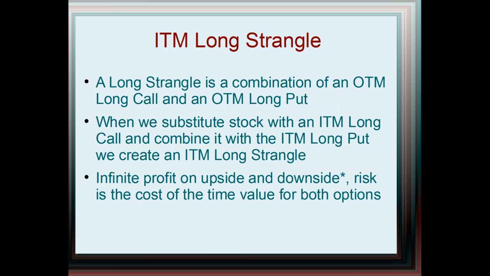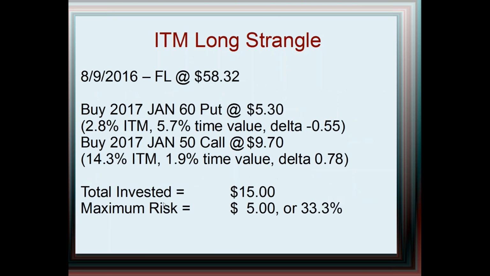I'm trying to stack the market odds in my favor and keep my risk to single digits. But we're looking at the position. We already bought the stock in the money put. So the idea is, instead of buying the in-the-money put option, why don't I buy an in-the-money call and pay 1/10 or less of what I'd pay to get into the stock position? So that would be an in-the-money long strangle. I'm buying an in-the-money call and an in-the-money put. This position would give us infinite profit to the upside and to the downside. And the true risk on the position is the time value that you have to pay for both options.